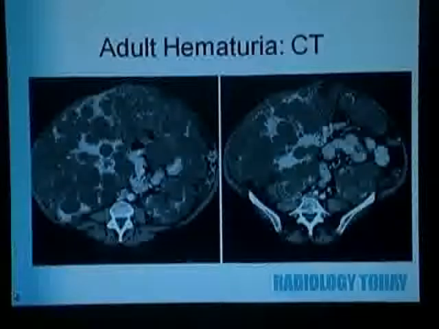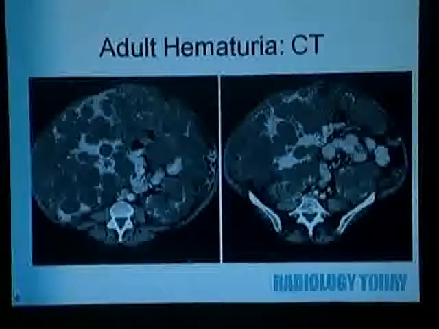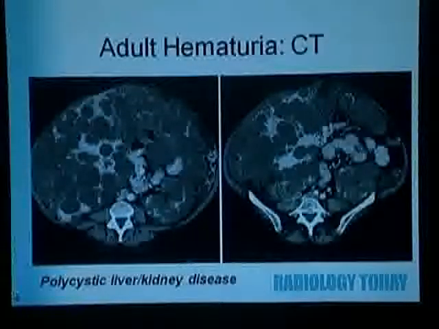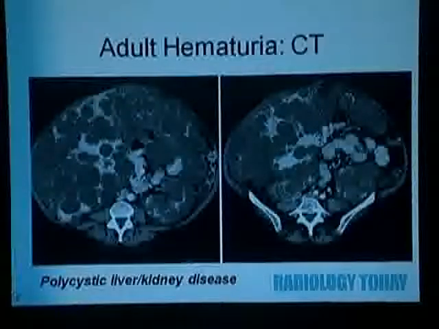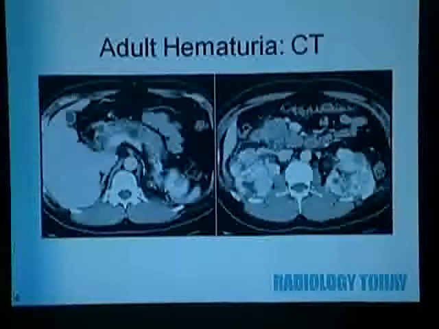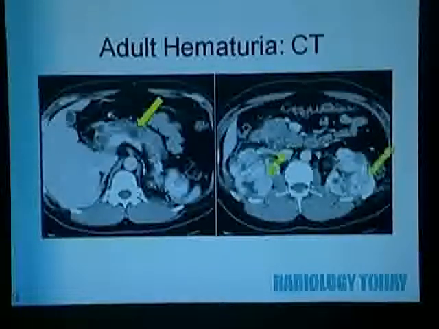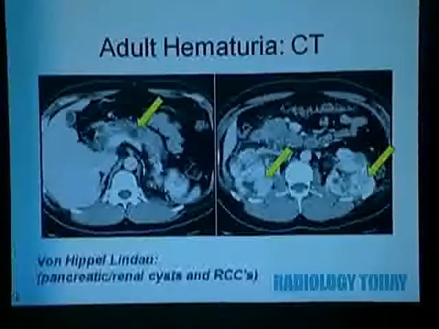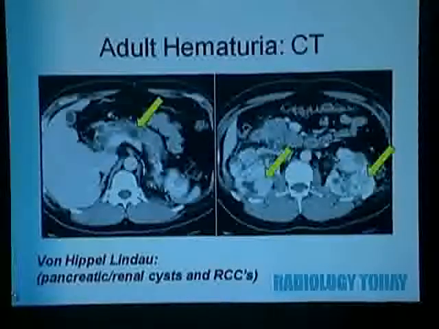Now, there are some congenital causes of adult hematuria, including this particular entity, which is polycystic liver and kidney disease. Here's another case where there's, again, some pancreatic cysts as well as some renal cysts. But the problem here is that you have bilateral solid renal masses, which are always suspicious. This person ended up having von Hippel-Lindau syndrome with pancreatic and renal cysts with renal cell carcinomas bilaterally.